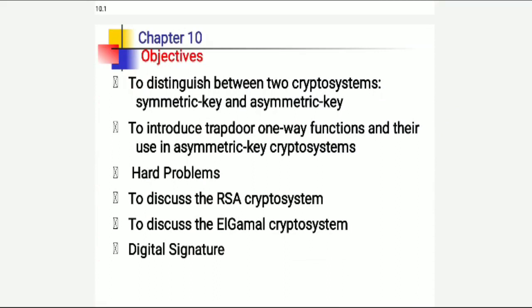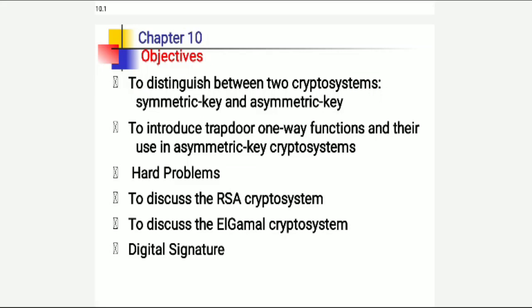First, we will be having a lecture on distinguishing between two crypto systems, symmetric key and asymmetric key. After that, we will introduce trapdoor one-way function and their uses in asymmetric key crypto systems. After that, we will discuss about the hard problems. Basically, we will be discussing about two hard problems, integer factorization problem, and the next one is discrete logarithm problem.